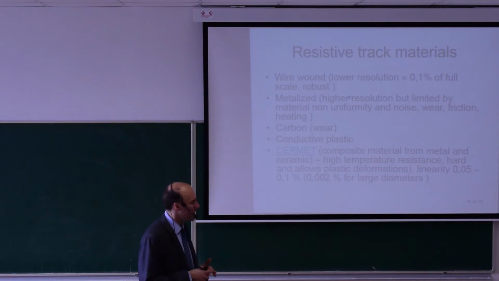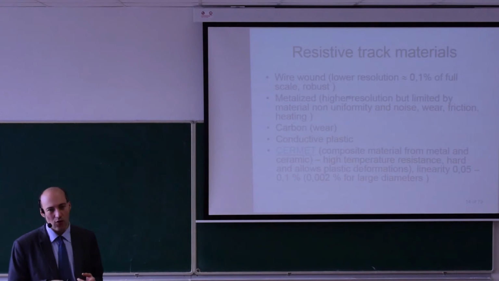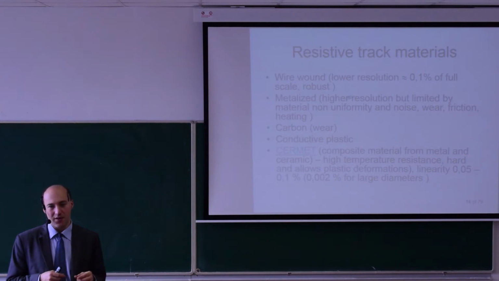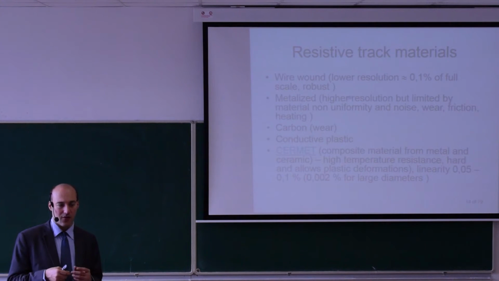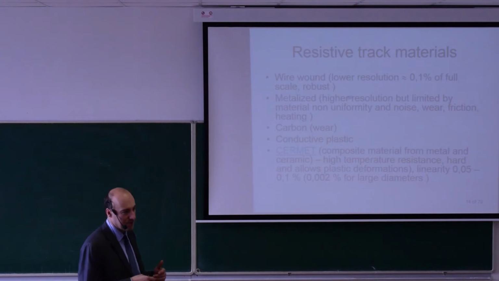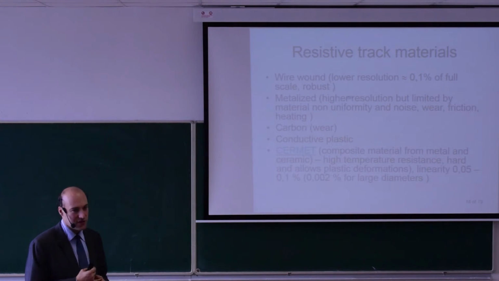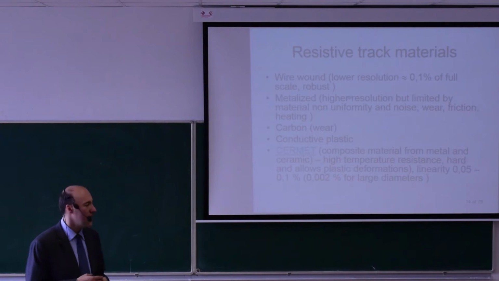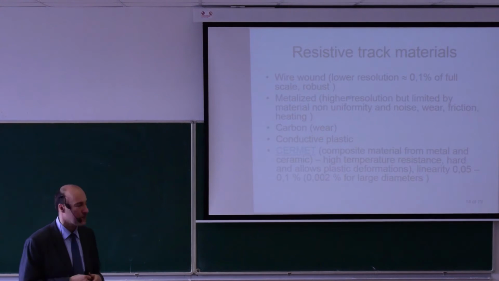Wire wound sensors, when compared to other sensors, typically have a lower resolution. The resolution is limited by the diameter of the wire. So if you use a small diameter, then the resolution will be better. But it's a limiting factor. On the other hand, those wire wound sensors are very robust. They can work in environments where you have large vibrations, where you have changes of humidity and so forth. So they are very robust.